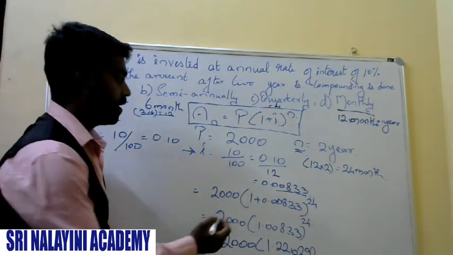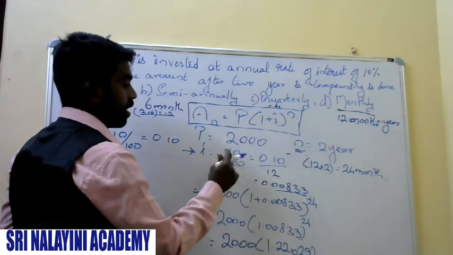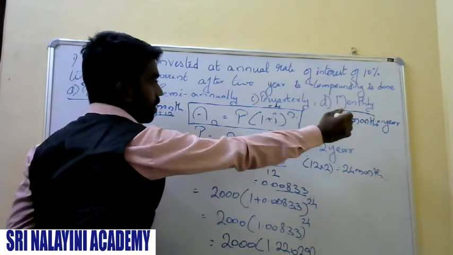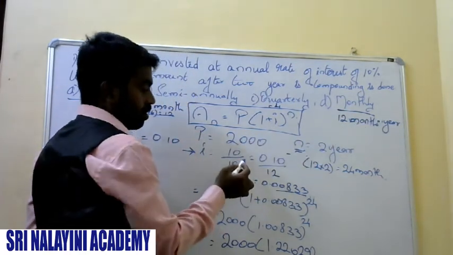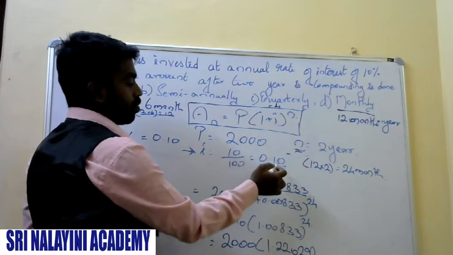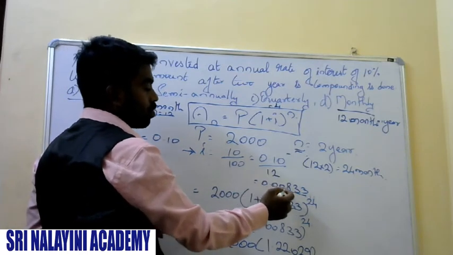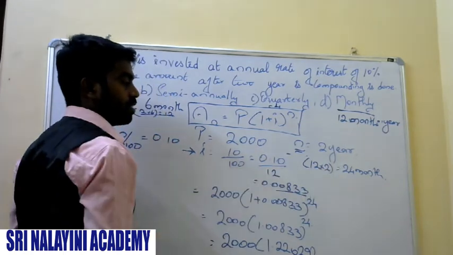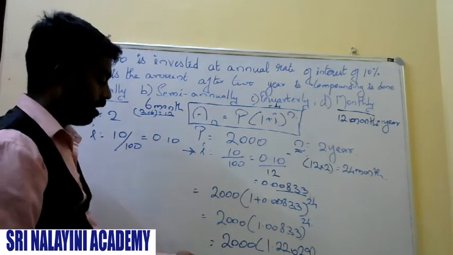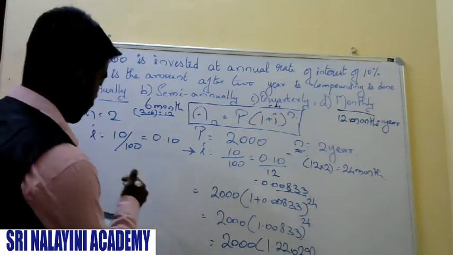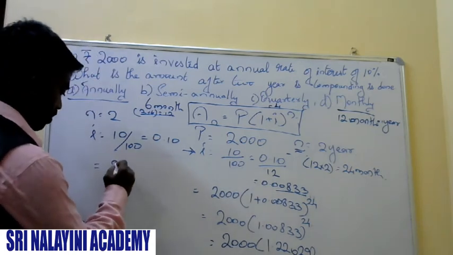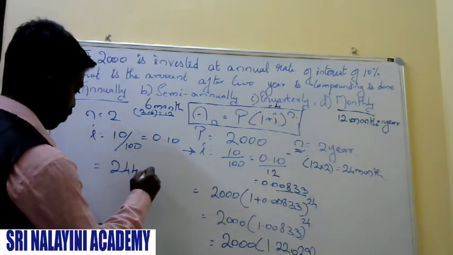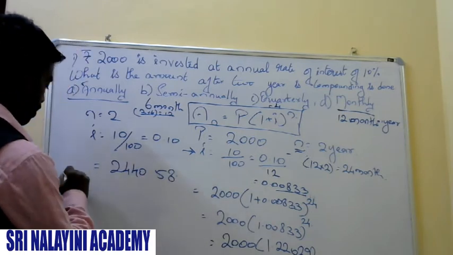See, we are changing the number of years and the interest. This is the conversion method. We are doing monthly: 12 months is equal to 1 year. So the interest 0.10 divided by 12 gives 0.00833. For the number of years, 2 years, 12 into 2, 24 months. So when we insert in the formula, we will get the answer 2440.58.